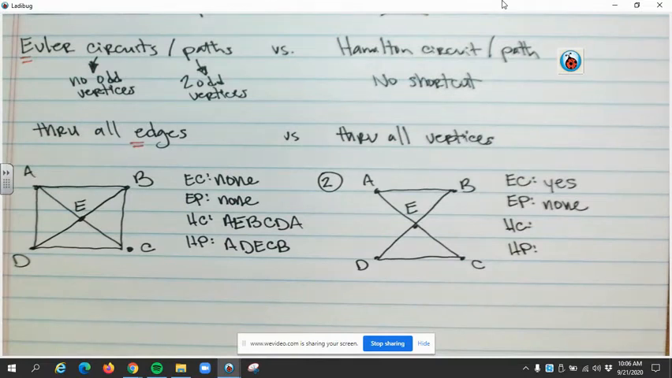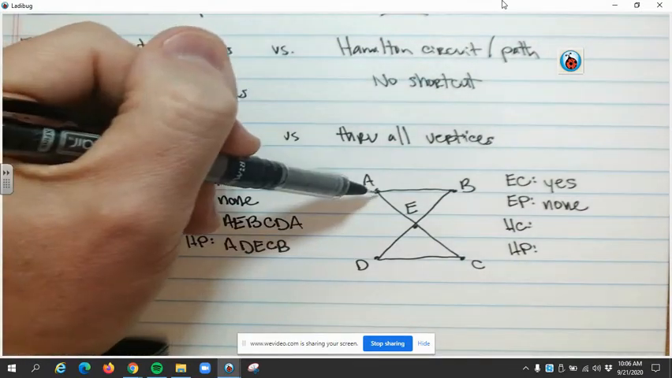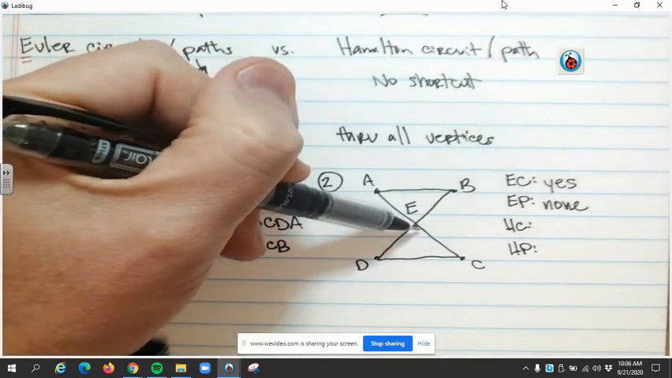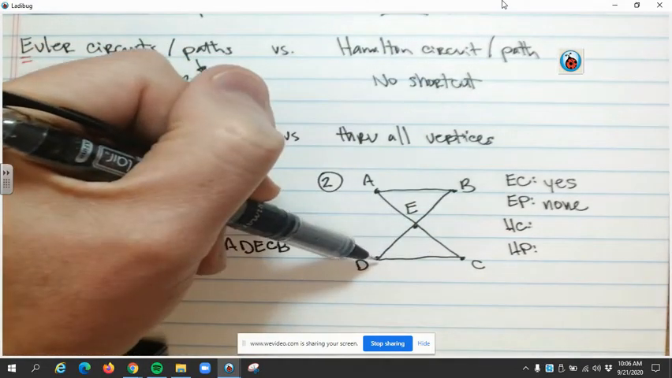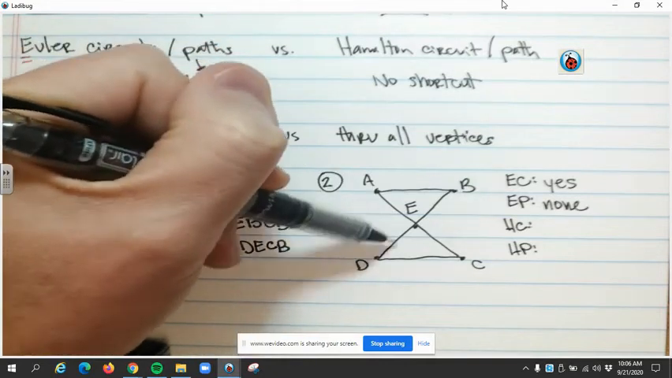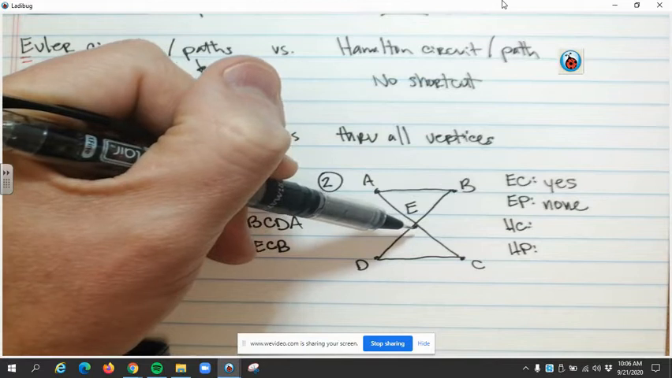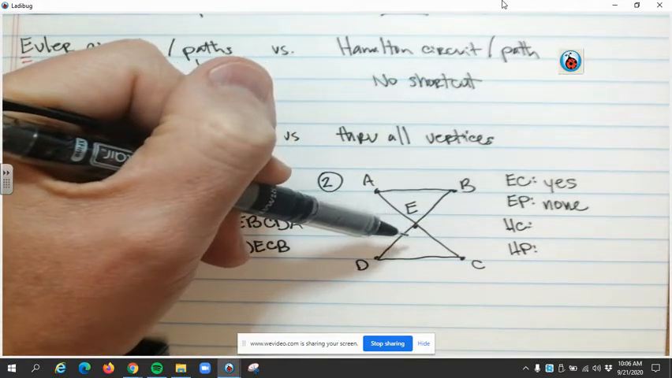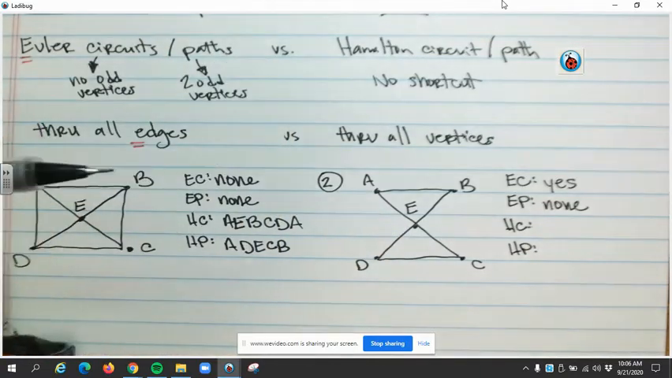So Hamilton circuit, we'll start at A. If I go A to B to E, I can do then C, D, but I've got no way to get from D back to A because I have to go through vertex E, and I can't go through vertex E because I've already been to vertex E, and a Hamilton circuit cannot repeat any vertex because you go through each vertex once and only once.